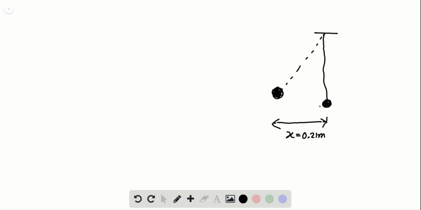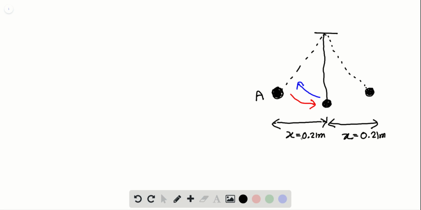So for one period, let's call this point A. For one period, the pendulum will go to point A, then it will come back. So let's use the blue arrow to show that the pendulum goes to the left. Then it comes back. So this red arrow shows that. And after that, it doesn't stop there. It will go on the right side. It will travel an equal distance as on the left. So that means this distance to the right will be the same as on the left. So this will be 0.21 meter as well.